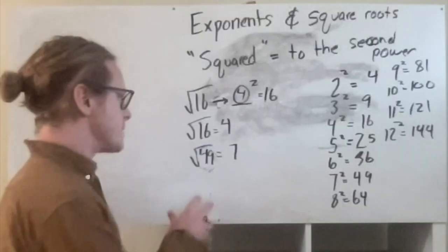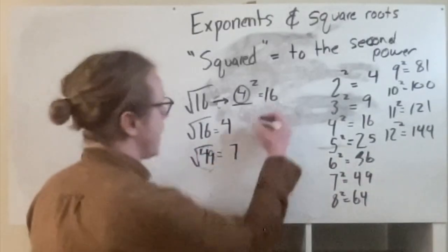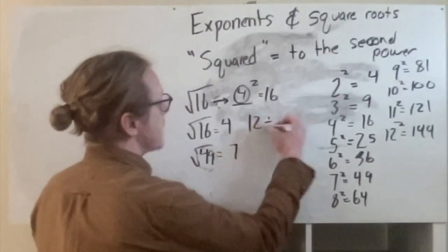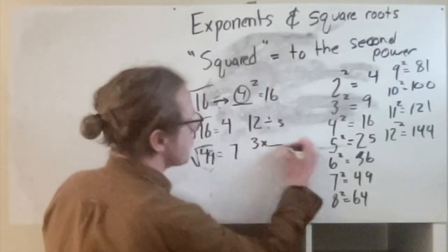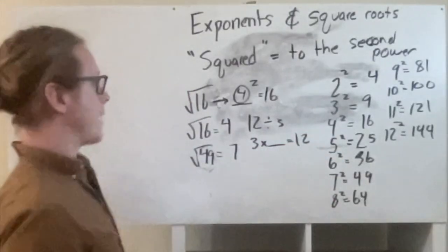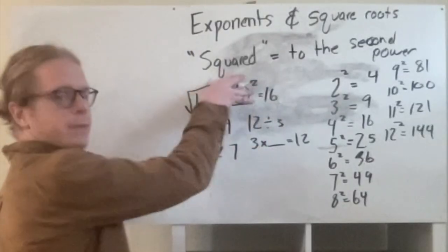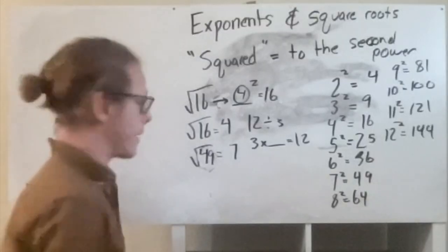Again, this is very similar to how we think about division, right? If I have 12 divided by 3, I can really think about it like 3 times how much is going to get me 12, right? So squaring something and taking the square root are opposites of one another, okay?